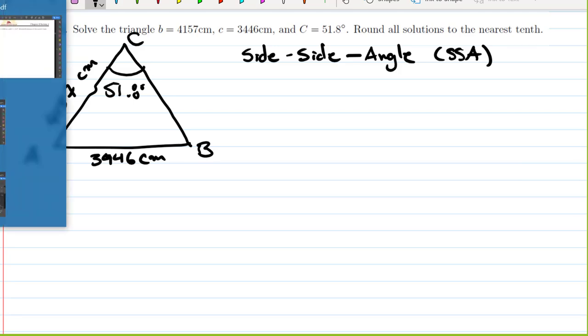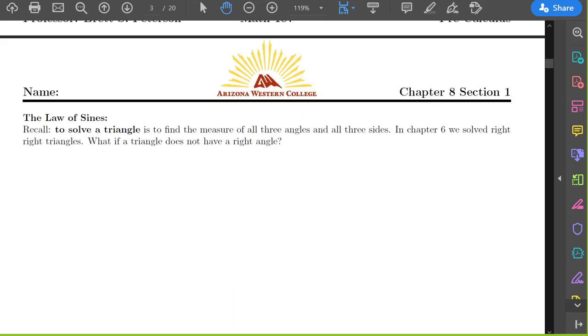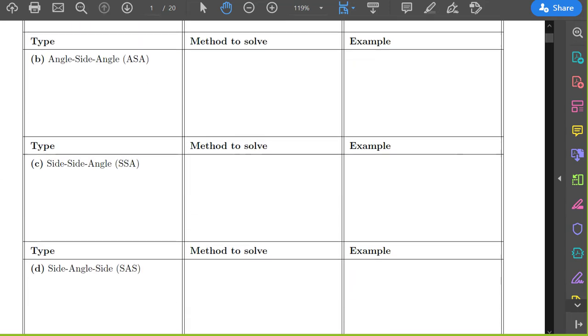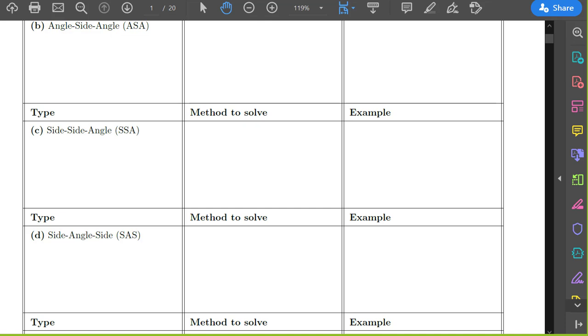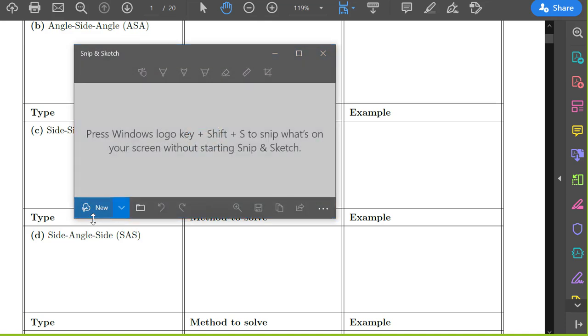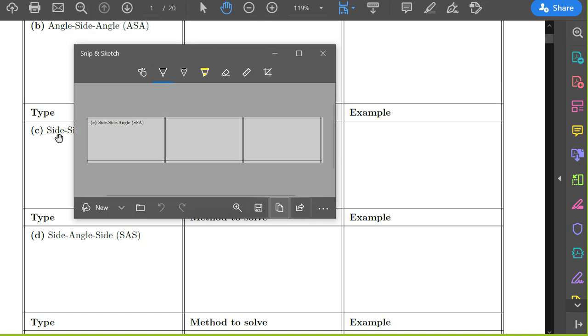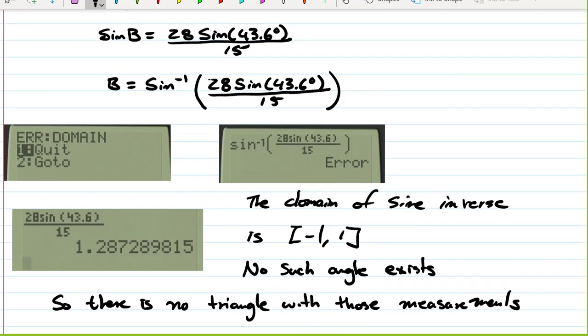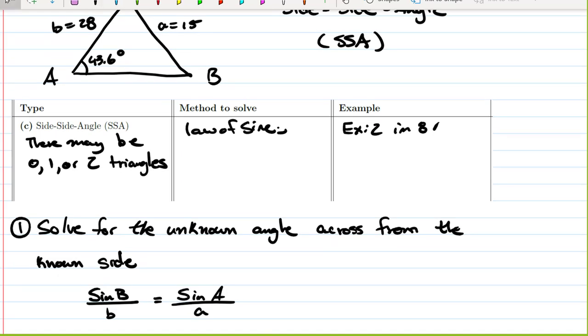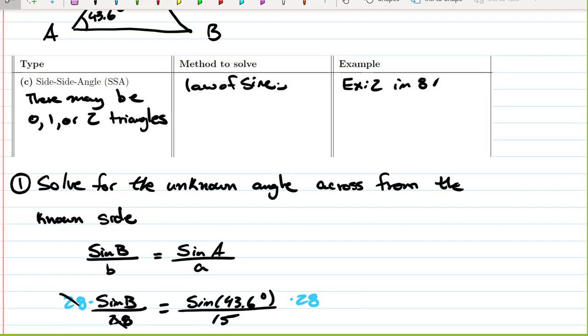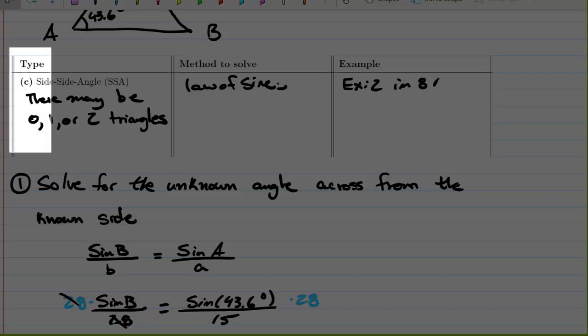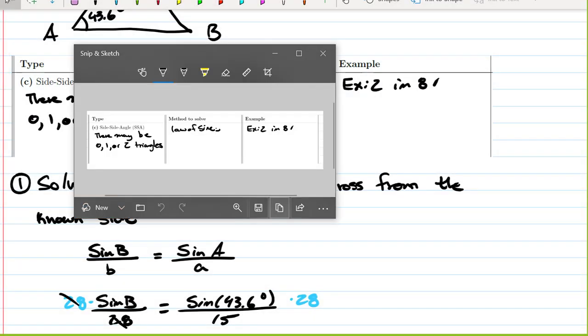And we want to take a look at this example. So if we look back at our sheet, we'd started filling in side side angle on our sheet last time, and we want to add a couple more things to this. Last time we noted that there may be 0, 1, or 2 triangles. The method to solve is the law of sines, and it is also example 3 in 8.1. So we want to add that as well.